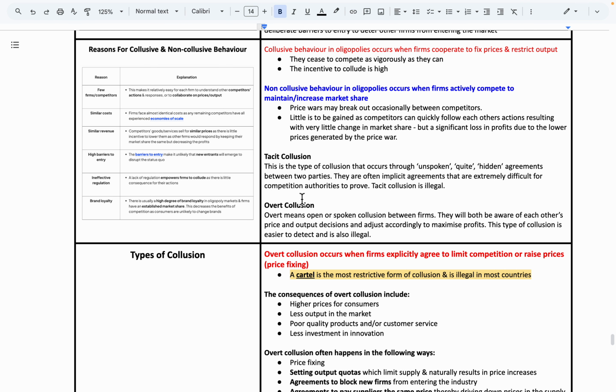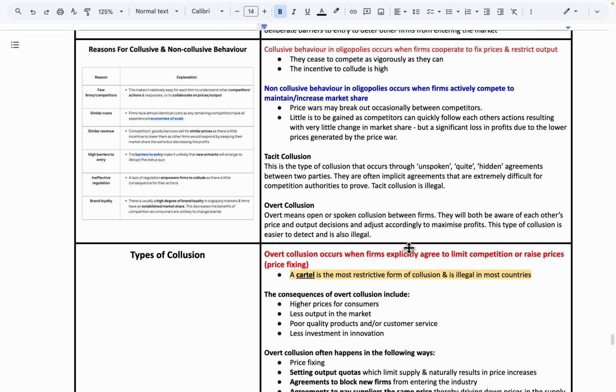Okay, so there's 2 types of collusive activity. So that's tacit collusion. So this is like the type of collusion that's unspoken, quiet, hidden agreements between 2 parties. So they are often implicit agreements that are extremely difficult for competition authorities to prove, and it is illegal. And the second one is overt collusion.